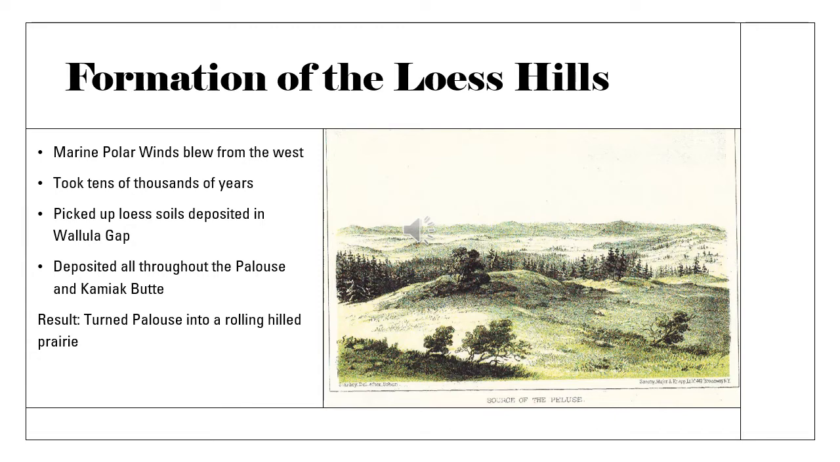The final event that formed the last piece of Kamiak Butte's foundation was the formation of the Loess Hills. Over the course of tens of thousands of years, the marine polar winds from the west blew through Wallula Gap and picked up the Loess soils and deposited them on top of the quartzite and basalt layers, turning the Palouse into the rolling hilled prairie landscape we see today.